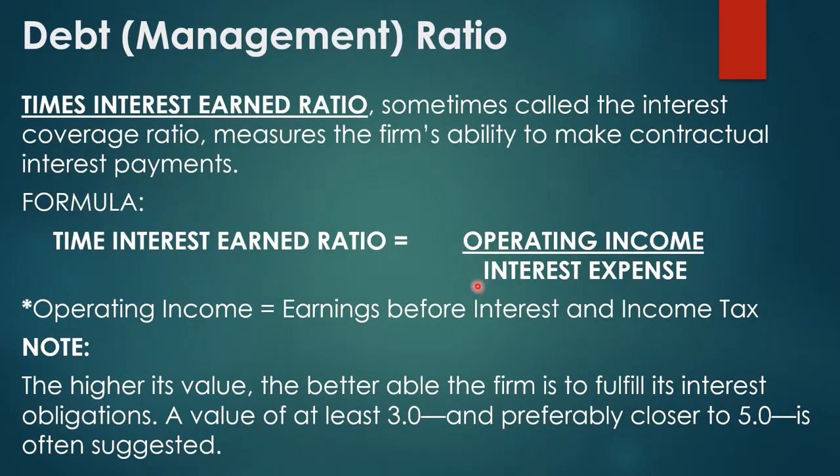So, maganda yun. Ibig sabihin, mas marami kang margin of safety, mas malaki yung margin of safety mo to pay the interest expense. Now, sa industry standard class, a value of at least 3.0 and preferably closer to 5.0 is often suggested. So, ito yung industry standard or yung suggested value ni time interest earned ratio para ma-cover yung interest expense.